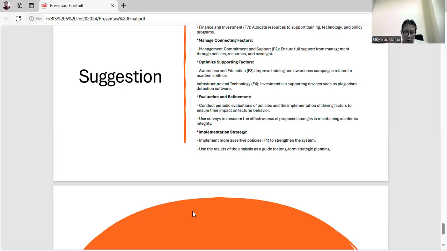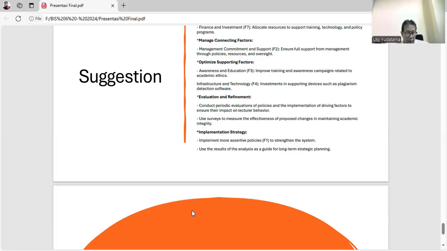External and social pressure, F6: it is recommended to increase collaboration with accreditation bodies and the wider community to establish and uphold integrity standards across institutions. Finance and investment, F7: allocate sufficient initial resources to support critical activities, including training programs, the acquisition of technology, and the implementation of policy frameworks aimed at enhancing academic integrity.